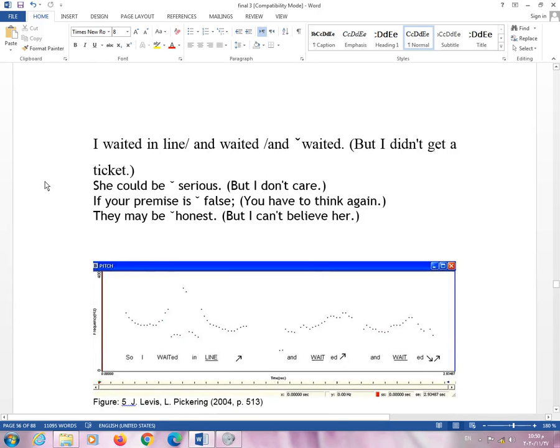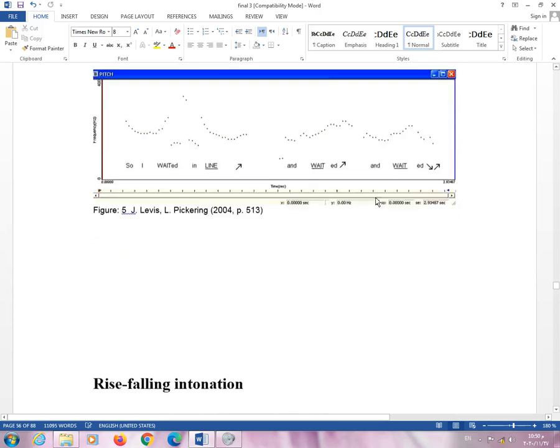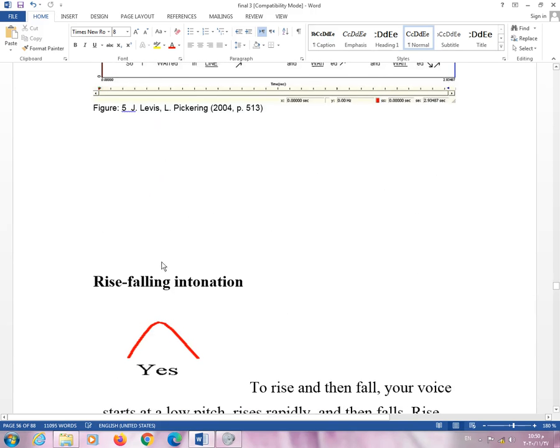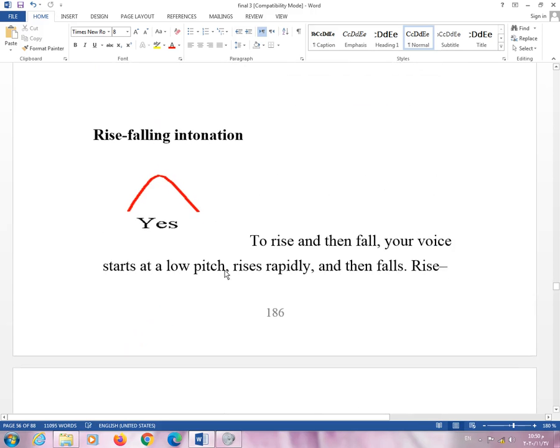Okay. If your premise is false, you have to think again. They may be honest, but I can't believe them. Okay. This is as far as the first tone, which is falling-rising, is concerned. Let's move on to a second tone, second compound tone. As you see, it's rise-falling. You start low, your voice starts low, and then it moves up, and then it moves down again.